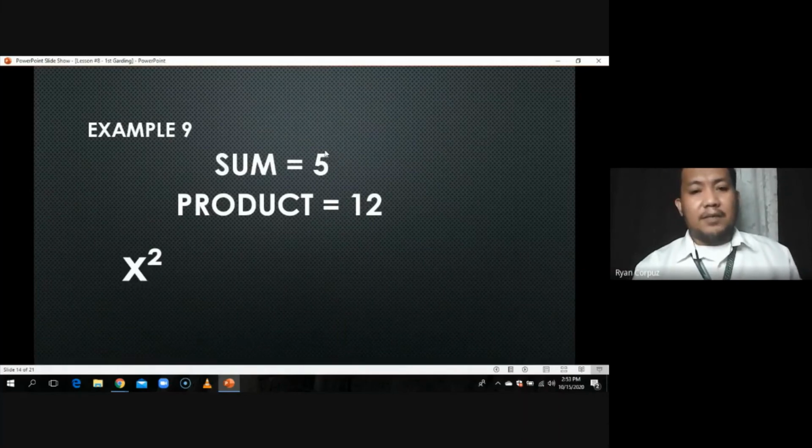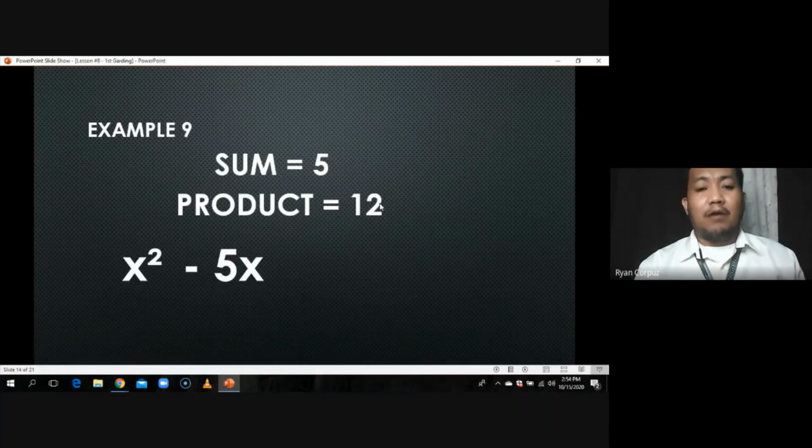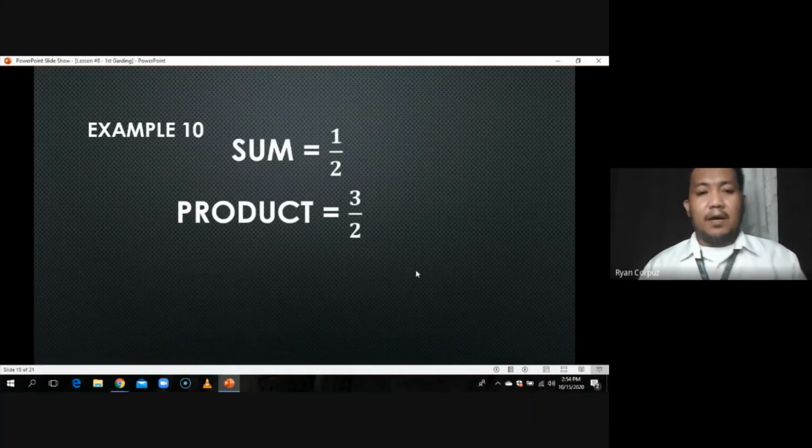The opposite sign of the sum is negative 5. That will form the numerical coefficient of the middle term, or the linear term. Then the product will form the constant term together with its sign. So that will be positive 12. That's why it's plus 12 equal to 0. Nakuha ba yun? So let's try another example here.